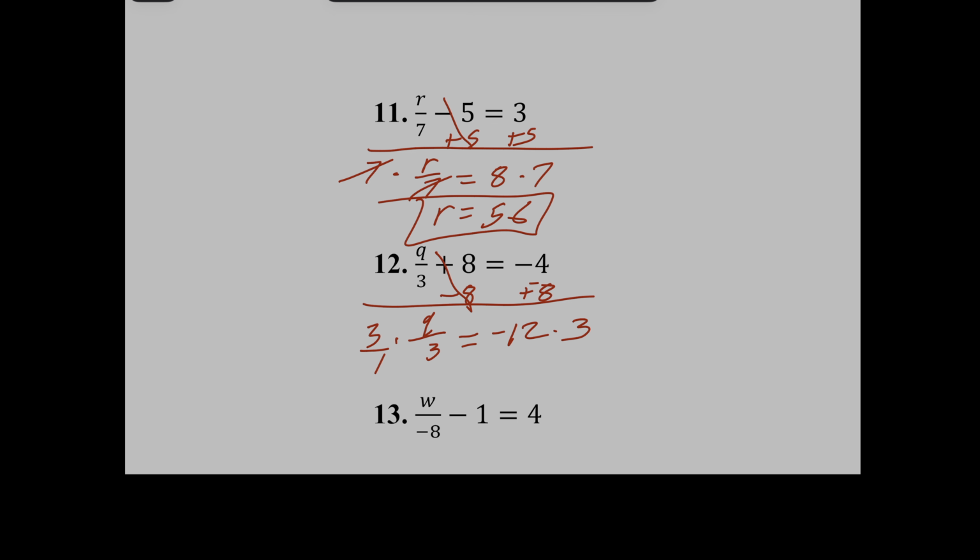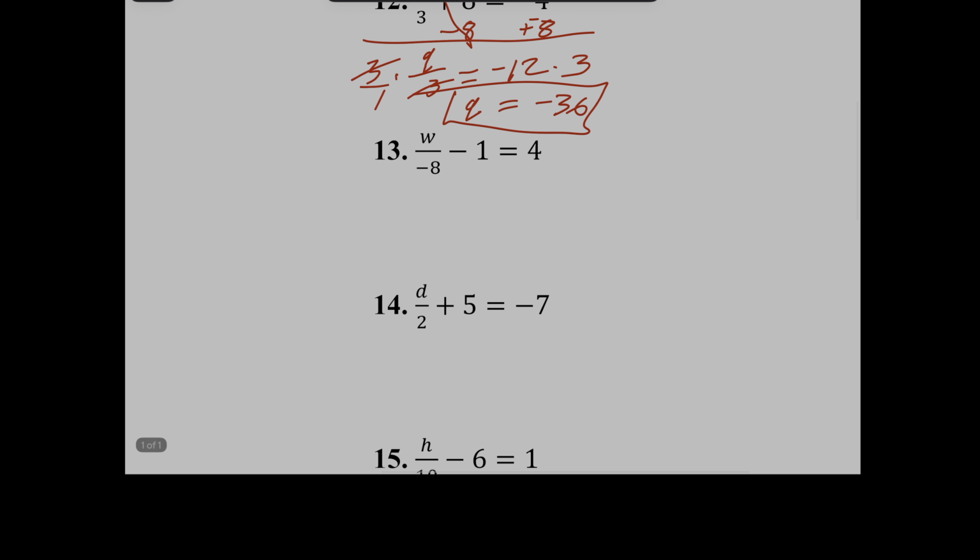That's like a 3 over 1. That's why they cancel out. Q equals negative 36. Boom, boom, boom, boom. Let's keep going. Negative 1, well, let's plus 1. That'll get rid of that. I'm going to just copy this down, and that equals 5 multiplied by negative 8 on both sides.